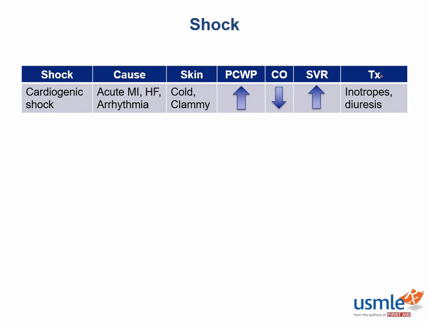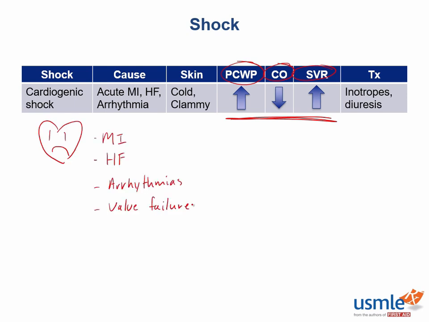Alright, so next up we have cardiogenic shock, and it results in an increased central venous pressure, or pulmonary capillary wedge pressure, as we see here, a low cardiac output, and increased systemic vascular resistance. Now, cardiogenic shock is usually due to problems intrinsic to the heart, such as dying myocytes, conduction abnormalities, or valvular abnormalities. Now, some examples of this would be an acute myocardial infarction, heart failure, arrhythmias, or valve failure.